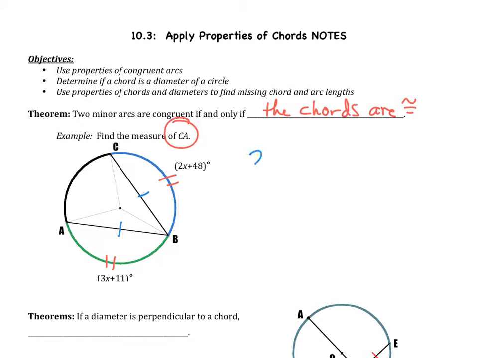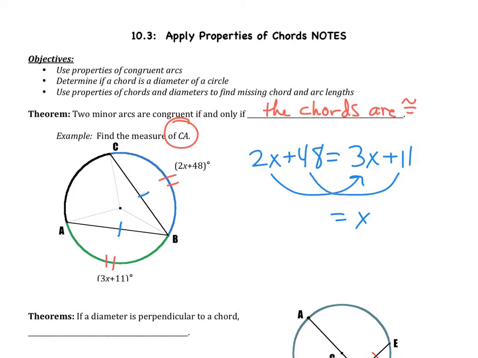Okay, so 2x plus 48 is equal to 3x plus 11. Subtract the x over, you get x, because 3 minus 2 is 1. Subtract the 11 from 48, and what do we get x to be? 37. Okay? All right, are we done? No. What do we got to do? Plug it in. So what is 3 times 37 plus 11, or 2 times 37 plus 48?